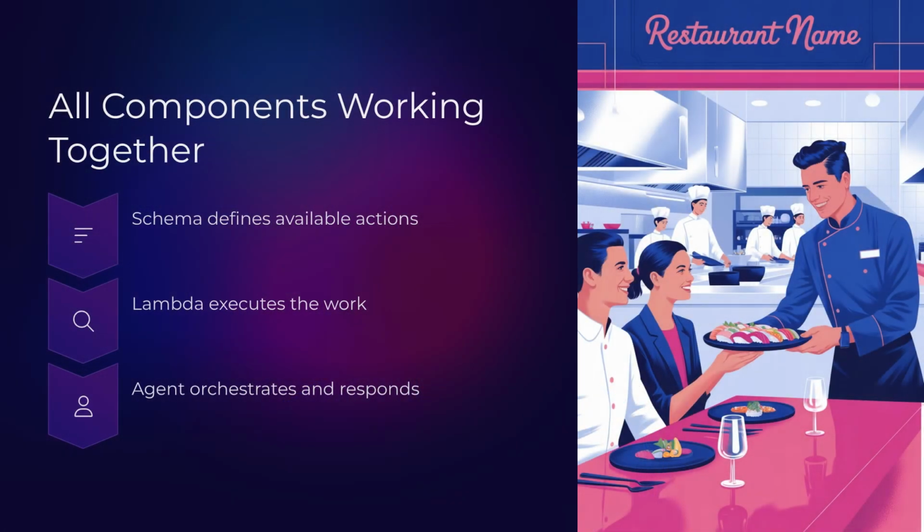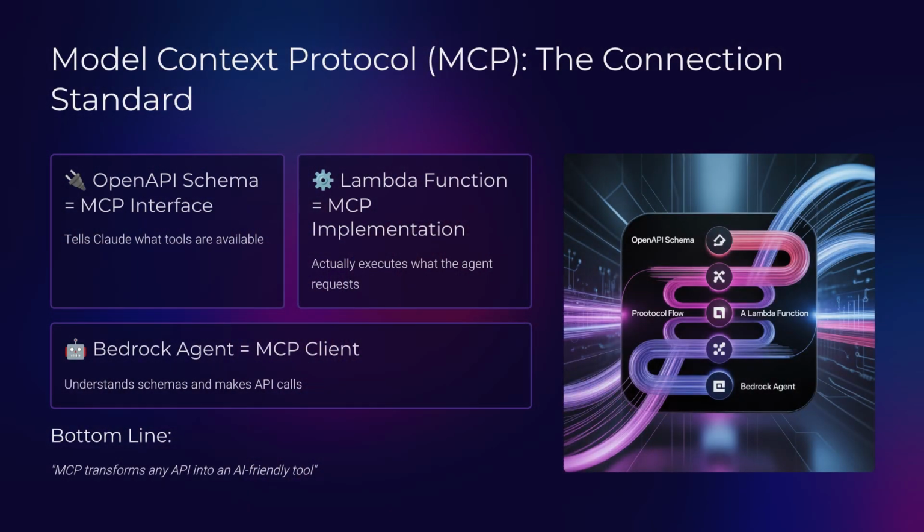So there you go. This architecture uses something kind of like MCP in a way, which you hear a lot about right now, the new buzzword, the Model Context Protocol. It's not a separate service, it's the standard that defines how AI agents communicate with tools, right? So then we have the OpenAPI schema, which is the MCP interface, which tells Claude what tools exist. And we have the Lambda function, which is an MCP implementation which actually executes the work. We have the Bedrock agent, the MCP client, which understands the schema and makes the API calls.